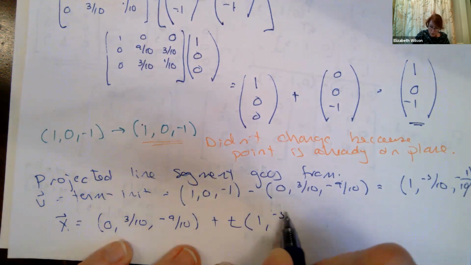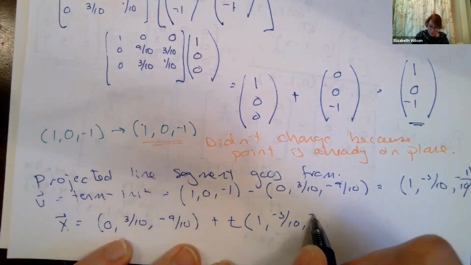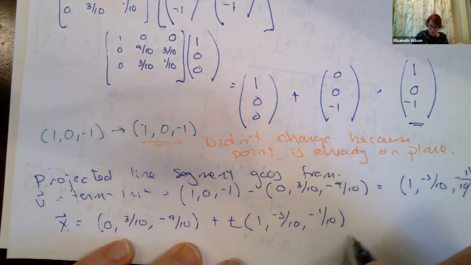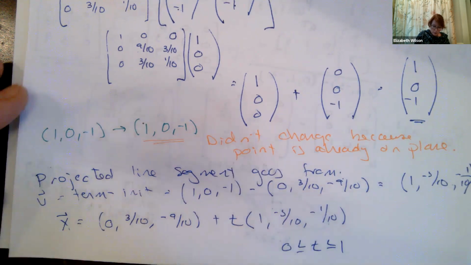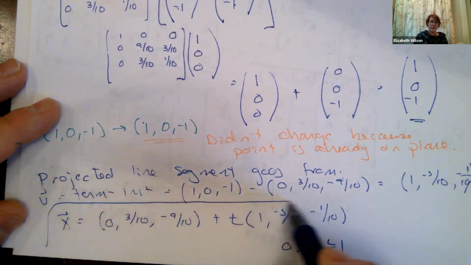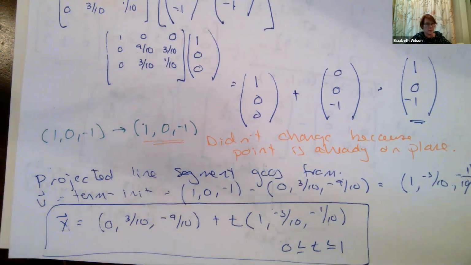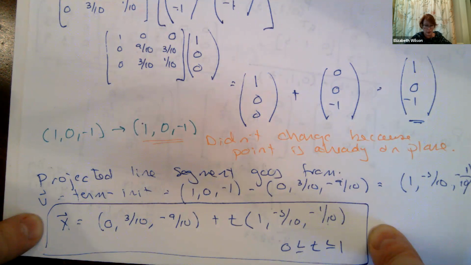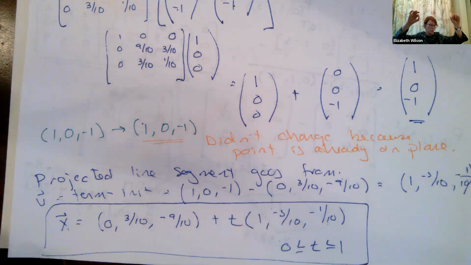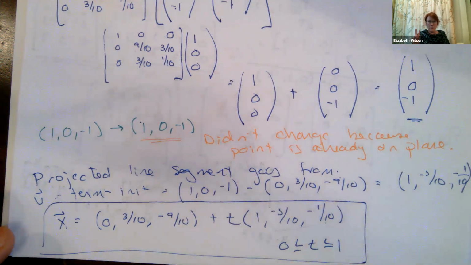So that's my displacement vector right there, which gives me my line segment: my initial point, which is 0, 3/10, minus 9/10, plus t times my vector. This is like chapter 1 stuff. And then I have to restrict t to be between 0 and 1. Don't forget the restriction on the t because it's a line segment. So this is the line segment that was projected onto our plane. The line segment that wasn't projected is the one going from 0, 0, 0 to 1, 0, minus 1. Phew, there's a lot of stuff. Chapter 2.4, part 2, which is affine transformations. I'll let you guys finish writing that down.